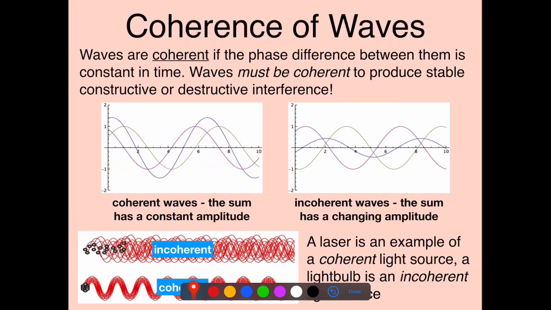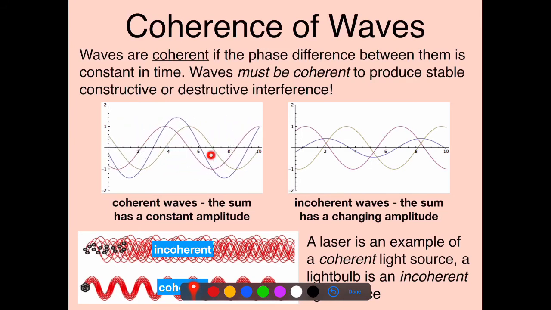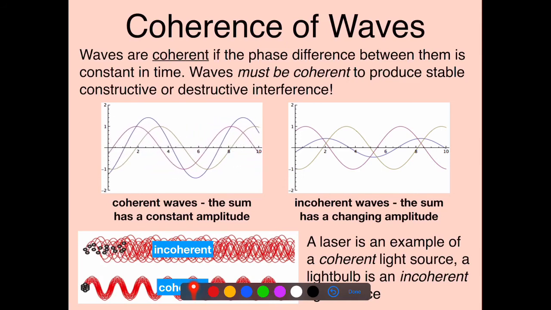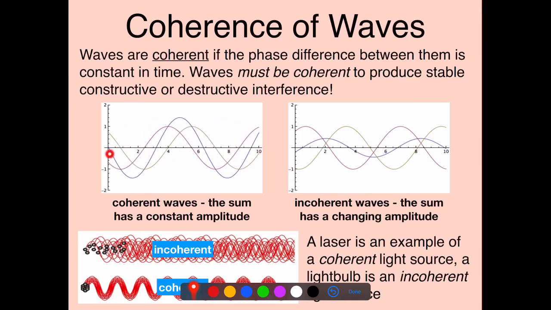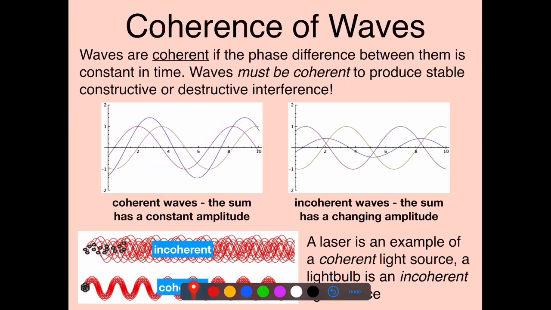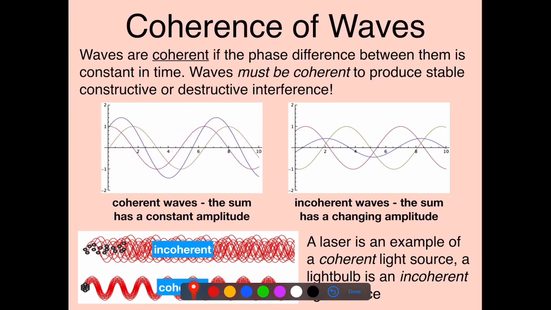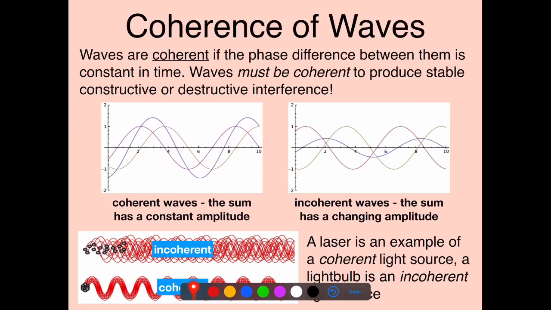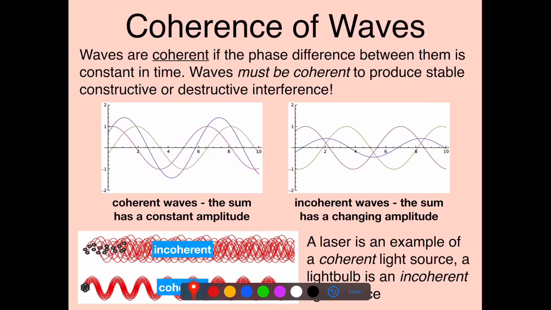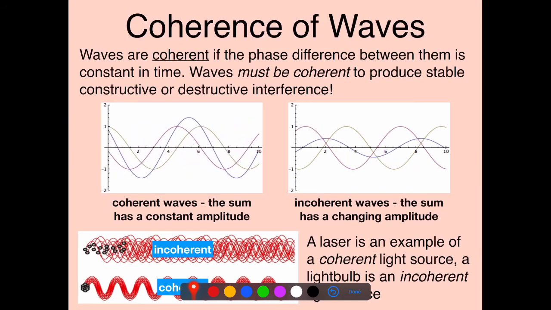So first of all, we say the waves are coherent because you can see the phase difference between them is not changing. It's just staying the same over time. And what you get is a blue wave, the sum of the two waves, which has a constant amplitude over time. Okay? So the blue wave, which shows you the sum of the two component waves, stays the same over time.